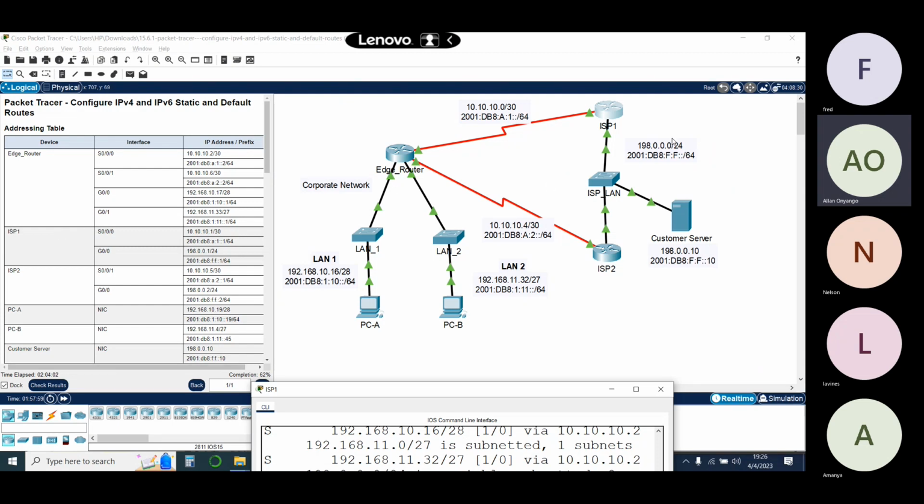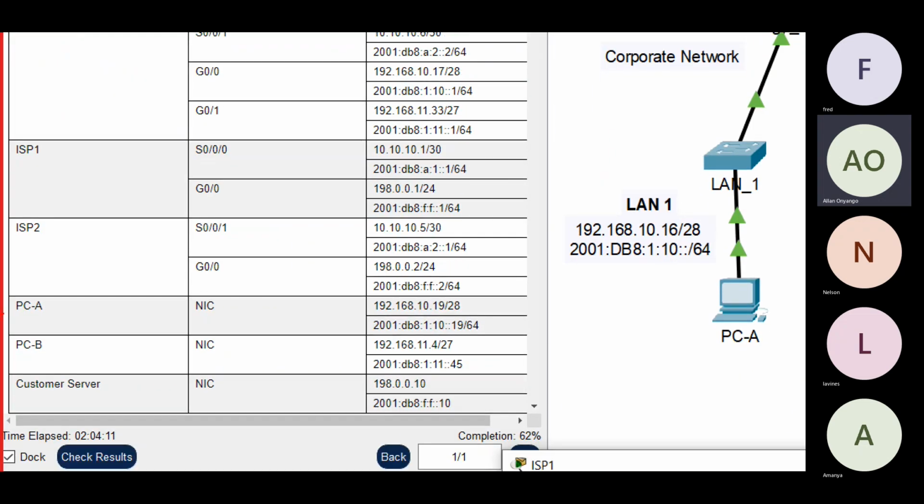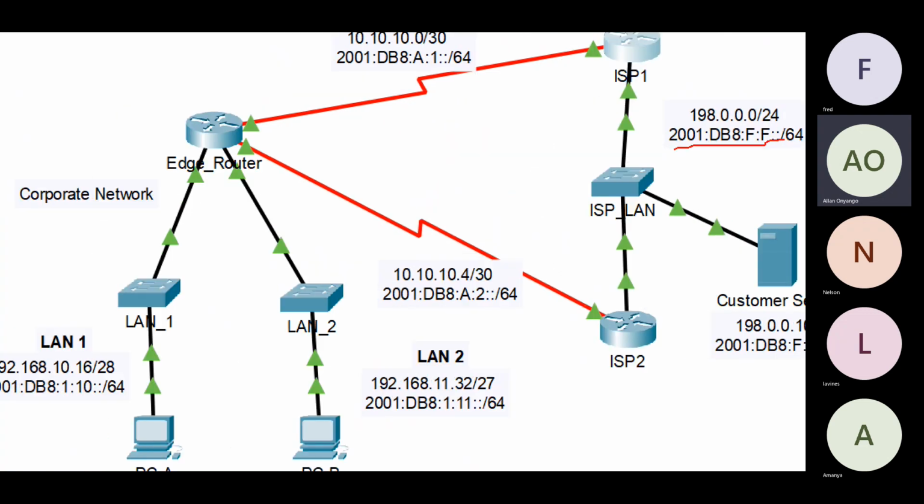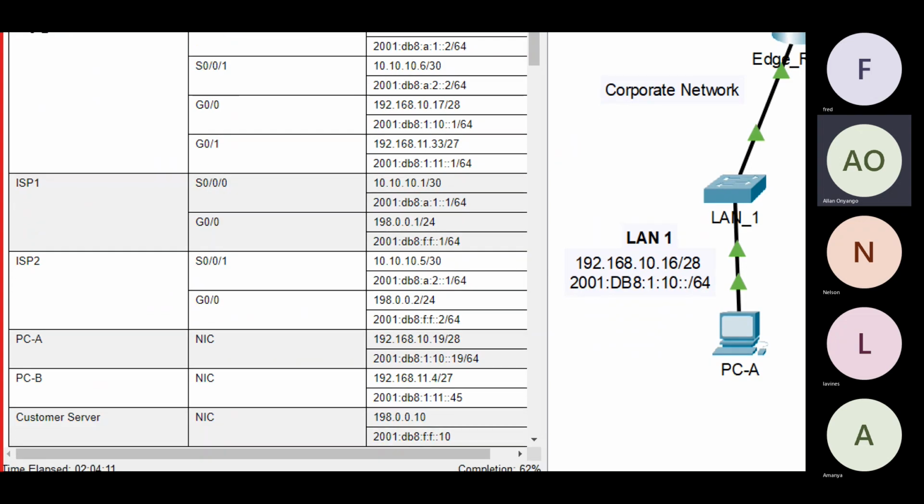I'm actually supposed to check the IPv6 address. Yeah, it can be very confusing. You need to be very alert to avoid making those mistakes. Remember, we are working with IPv6 and we don't need to look at IPv4. So we need to look at IPv6, and you can see the network address for IPv6 is 2001:DB8:F:F. So that's what we're going to be checking for ISP2.